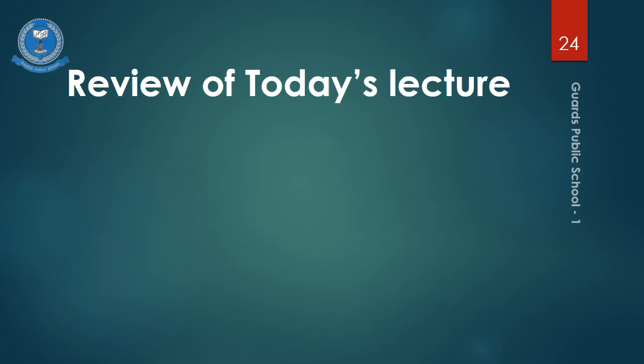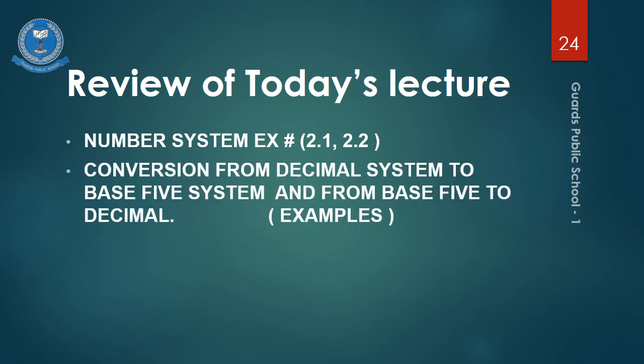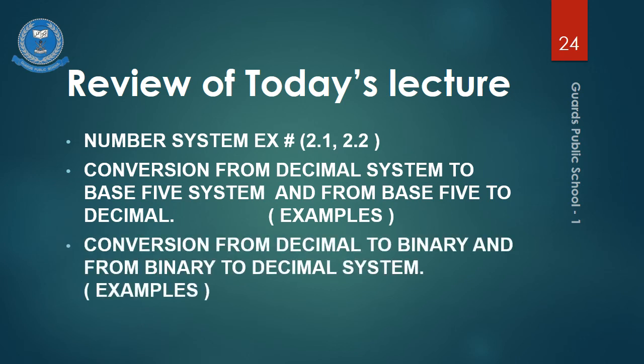Now we must have a review of today's lecture. Today we have done the number system with exercises 2.1 and 2.2. We have learned the conversion of decimal numbers to base 5, and from base 5 to decimal. We have also learned the conversion of the decimal number system to the binary number system, and from binary to decimal. And we have also practiced it with different examples.